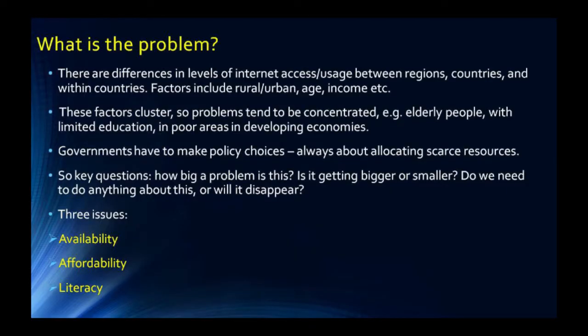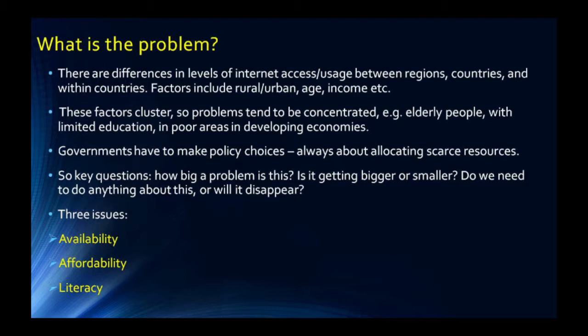Let's start by thinking about what the problem really is. Clearly, there are still significant differences in levels of access to communication technologies between different parts of the world, between different regions within countries. And the factors that tend to be good predictors of exclusion include whether people live in rural or urban areas, age and income. Now these factors tend to cluster so that the problems tend to be concentrated. Elderly people with limited education, low incomes in poor areas and developing economies are the group that is most likely to have the least levels of access to modern ICTs.